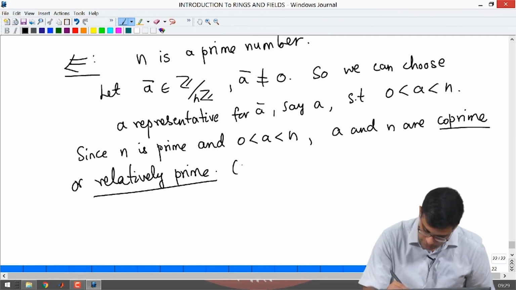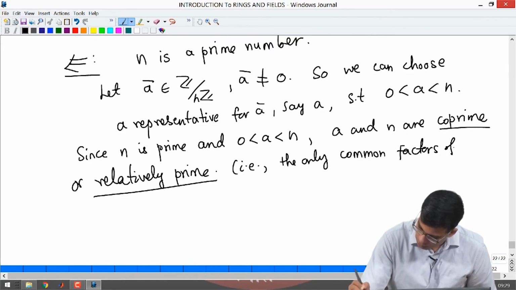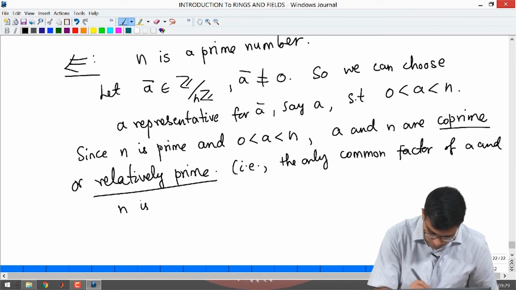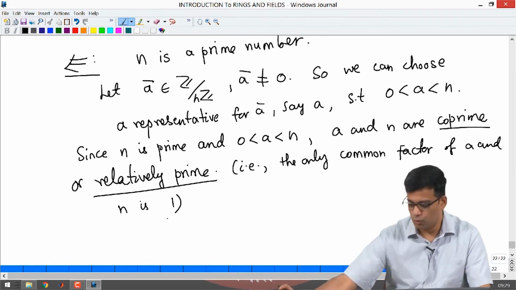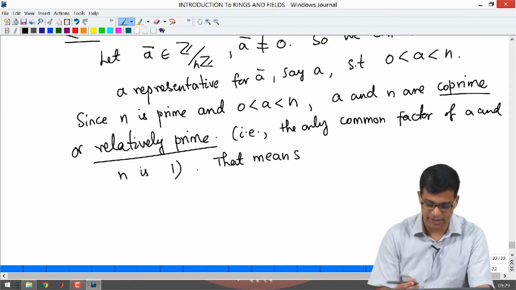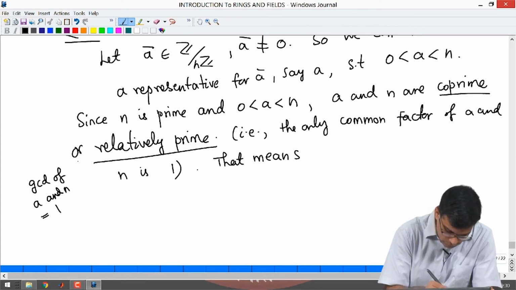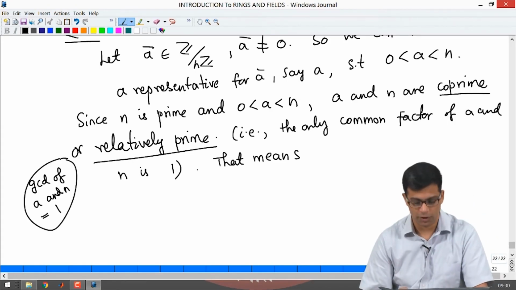So, the only common factor of A and n is 1. Okay. But now, since they are co-prime, what I am saying is that their GCD, greatest common divisor, is 1.